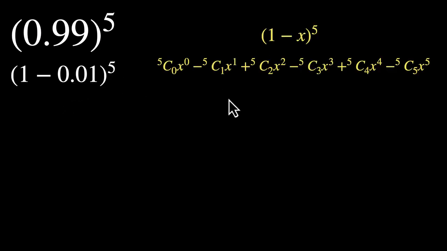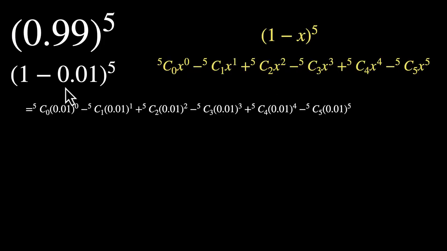Let's take another example. This is 0.99 to the power 5. Pause the video, try expanding this using binomial theorem. Okay, let's do this together. This can be written as (1 minus 0.01) to the power 5. Again, using (1 minus x) to the power 5, we'll have these 6 terms. If we expand this and plug in the value of 0.01, this is what we get.